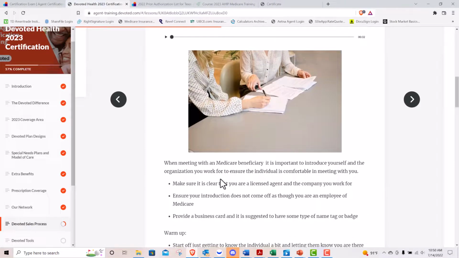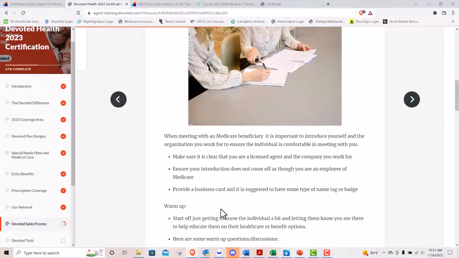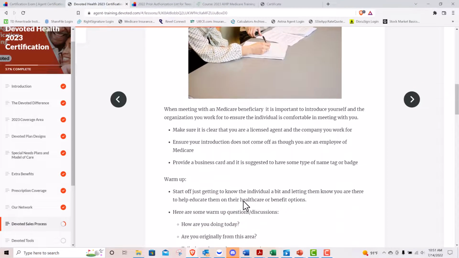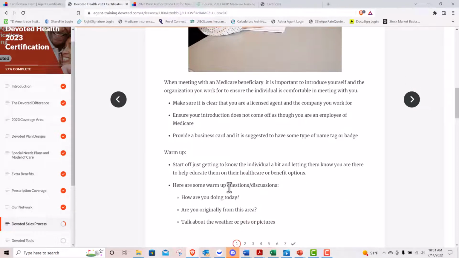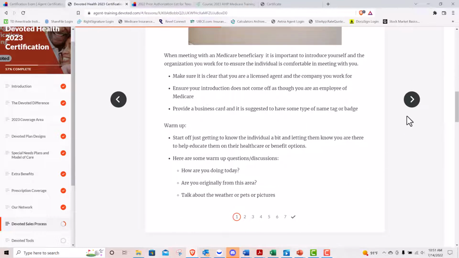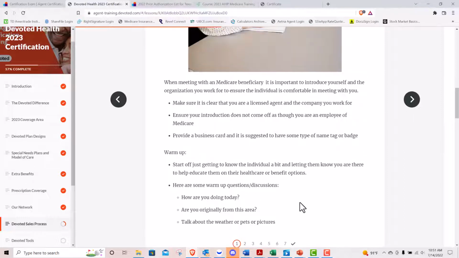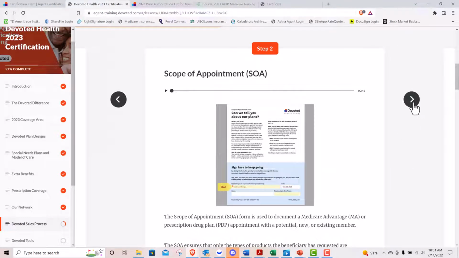All right, make sure it's clear you're a licensed agent and the company you work for, and that you do not come off as though you're an employee of Medicare. Provide a business card, or have some kind of name. All right, this is common: talk about the weather, pets, or pictures. Interesting, I've never talked about pictures. Anyhow, let's keep going.